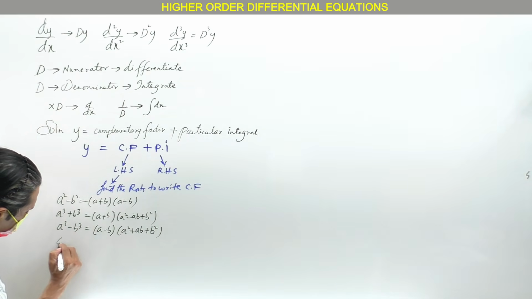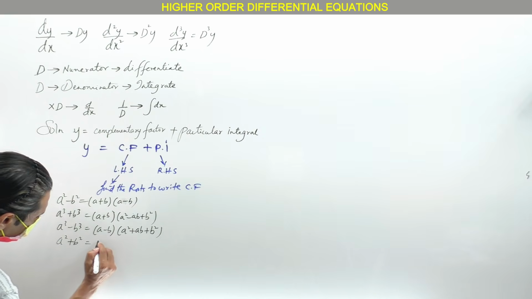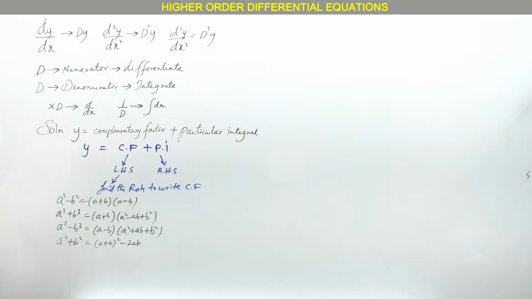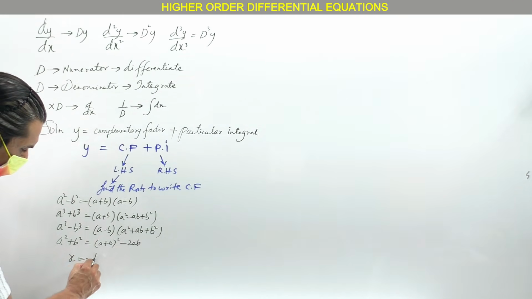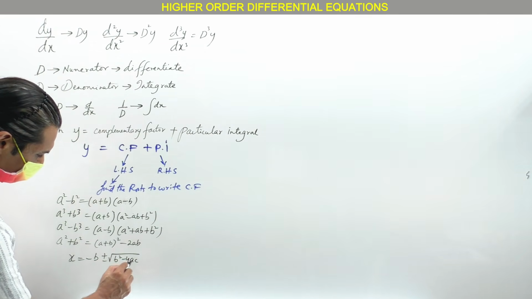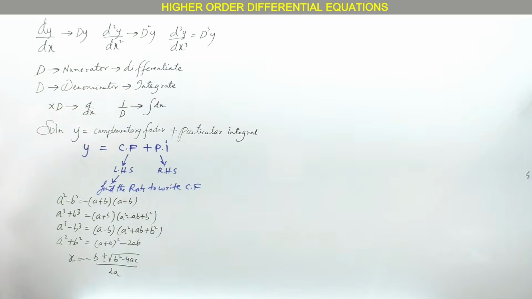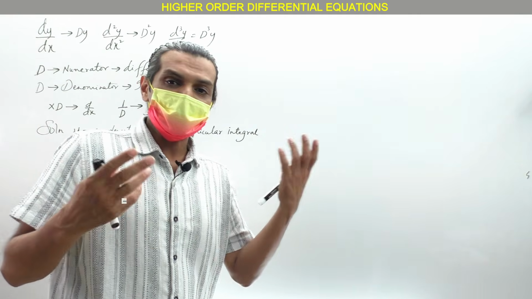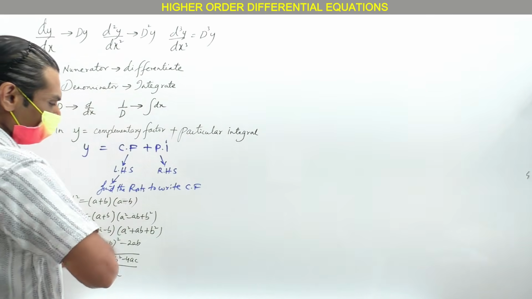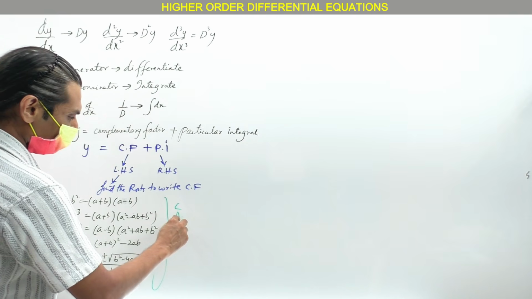Say a cube minus b cube is equal to a minus b into a square plus ab plus b square. Fine. And one more: a square plus b square is equal to a plus b the whole square minus 2ab. Or you can simply use the quadratic formula, that is x is equal to minus b plus or minus root of b square minus 4ac by 2a. These are the various basics to learn how to find the roots of the given equation. But that is not required. You can easily use your calculator.